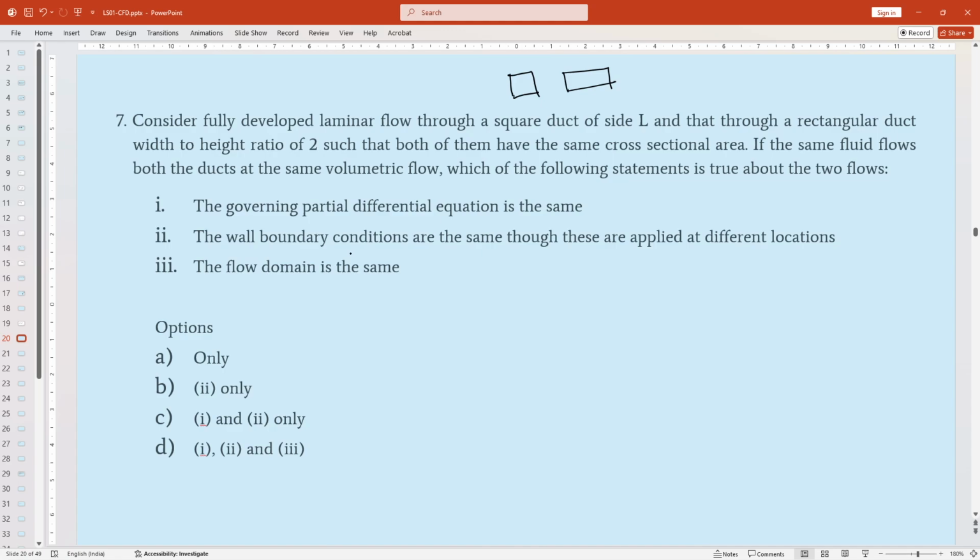Second statement, the wall boundary condition are the same, though these are applied at different locations. Statement 3, the flow domains is the same. Options are A, 1 only, option B, statement 2 only, option C, 1 and 2 only, option D, all of them. Just try to answer the question.